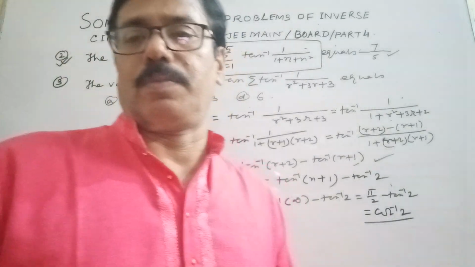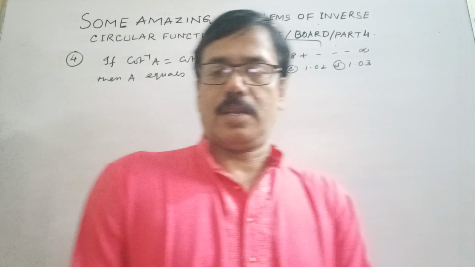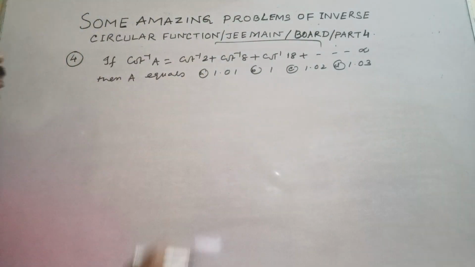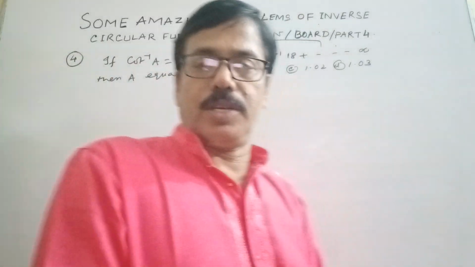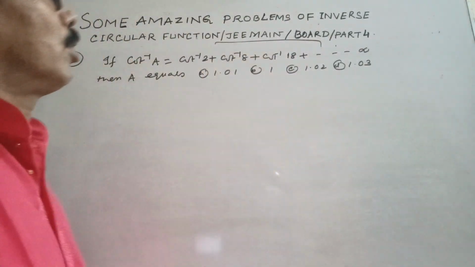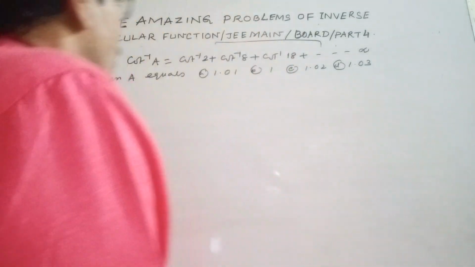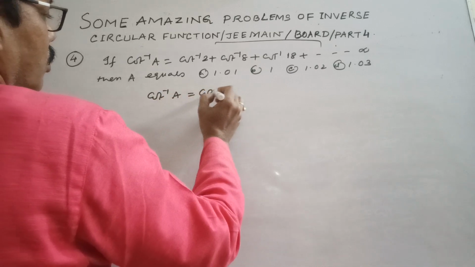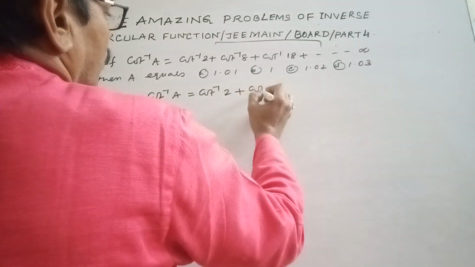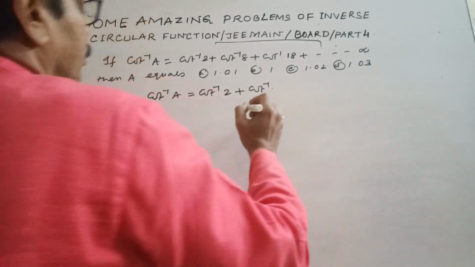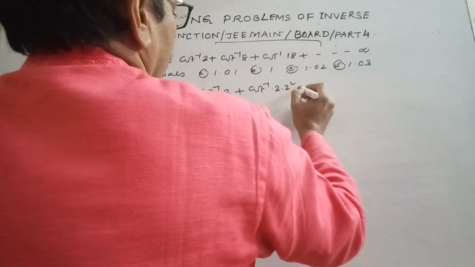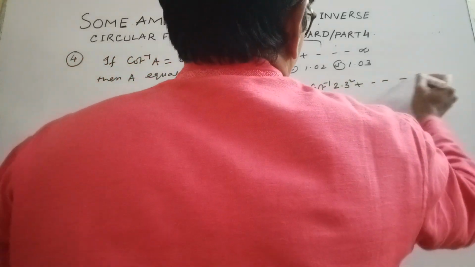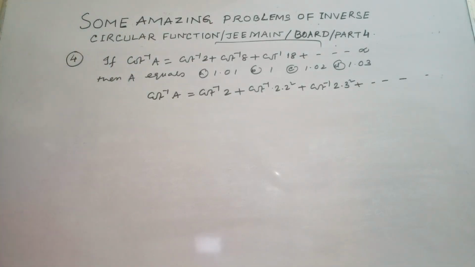Now, same type of problem. Now we consider a problem of JEE Main 2020, and it is also a problem of IIT. So same type of problem we look at. Cot inverse A equals cot inverse 2, cot inverse 2 into 2 square, cot inverse 2 into 3 square. So you look at this one.